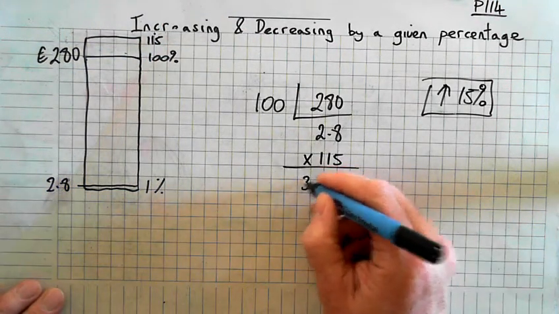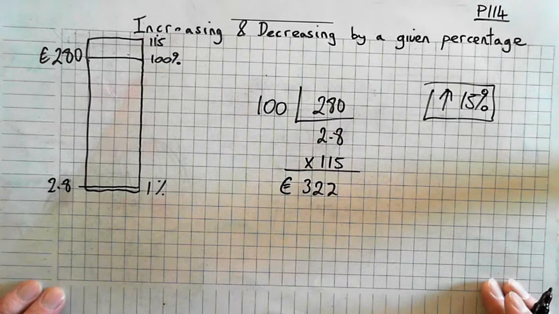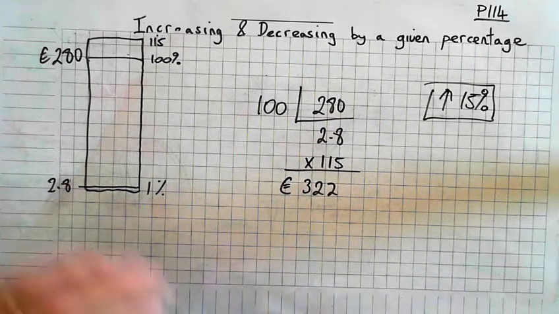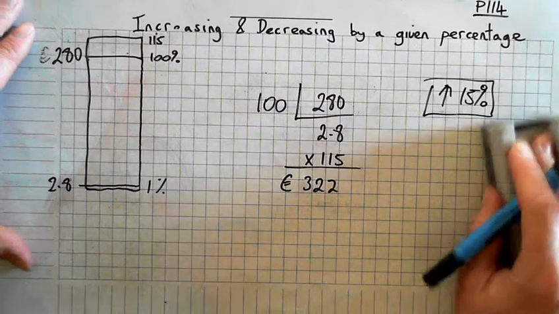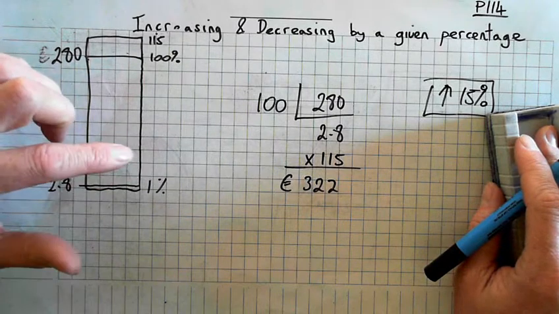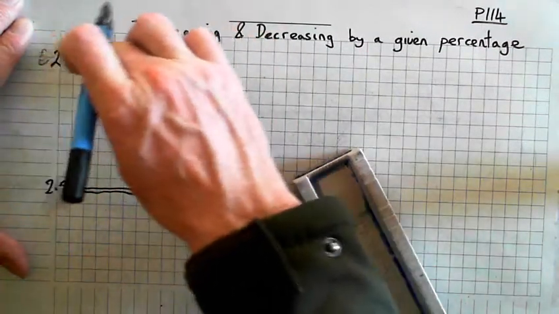322. €322. Does everybody else agree with that? Right. Can you get 15% from this later on? Yes, you can. But this is a better way of doing it. Right, we'll have a look at another one.